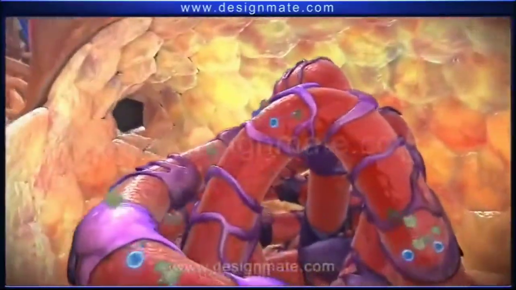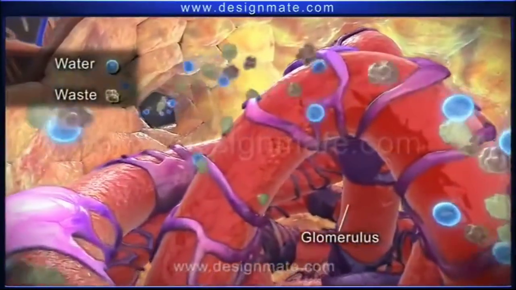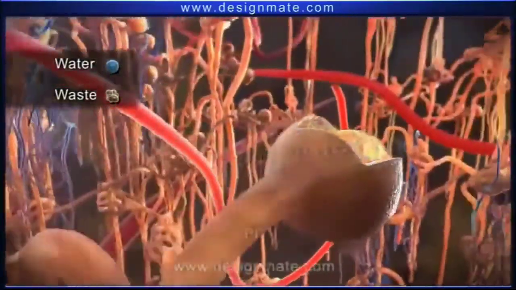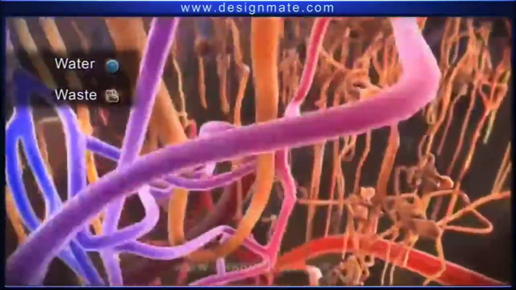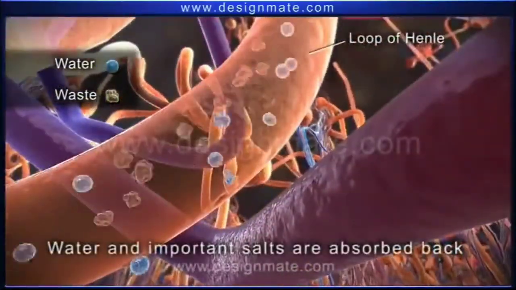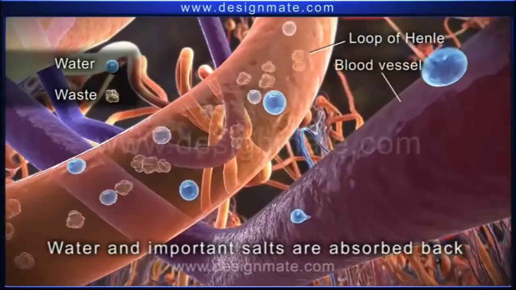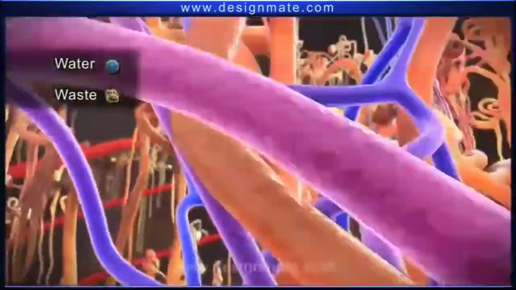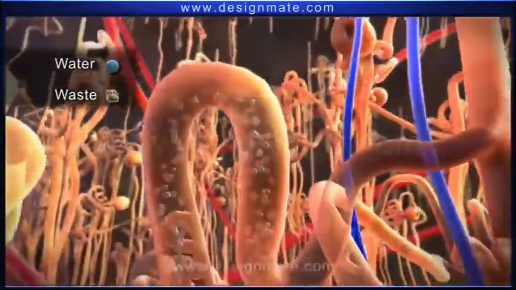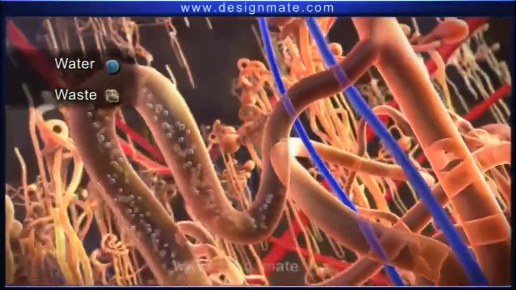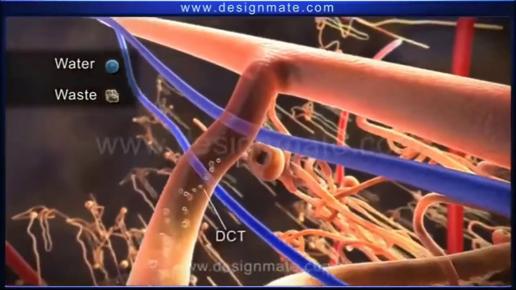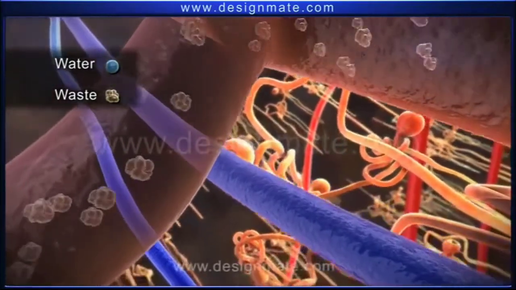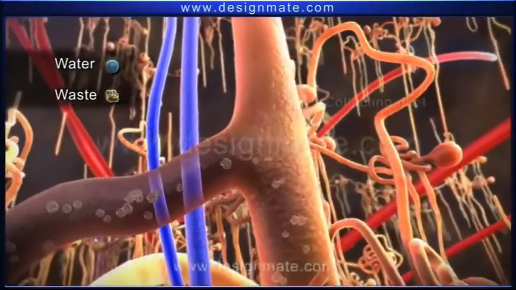As blood flows through the glomerulus, water, salts, and waste diffuse into the Bowman's capsule. This liquid then passes into the PCT and the loop of Henle, where water and important salts are absorbed back into the blood vessel. Only the waste material like urea and some water molecules proceed into the DCT, where more water may get absorbed into the interstitial fluid. This liquid formed is the urine, which is released into the collecting duct.